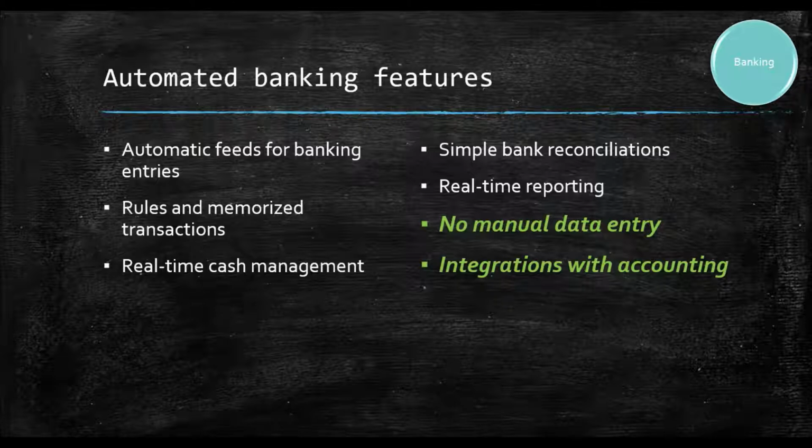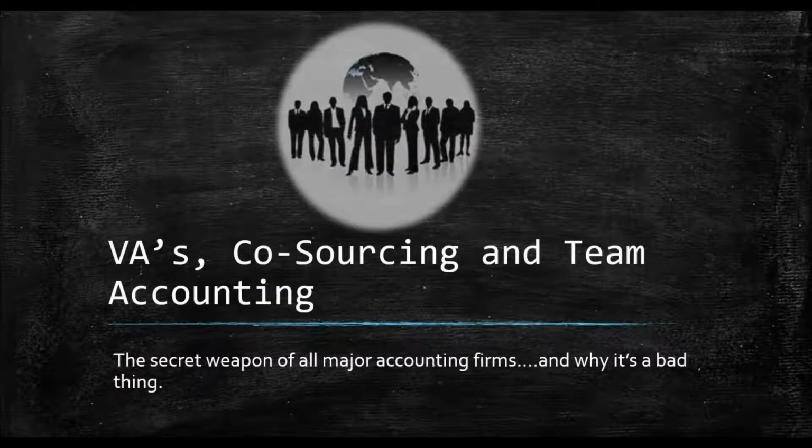So now we're going to talk about the secret weapon of all major accounting firms and why it's a bad thing. Okay, so moving on, we're talking about the secret weapon of all major accounting firms and why it's a bad thing. What do the bookkeeping and accounting firms do to take on so many clients and offer their services the way that they do? Well, they use VAs, co-sourcing, and team accounting.